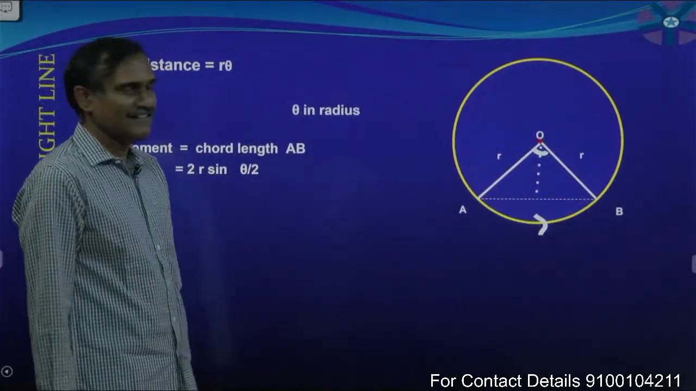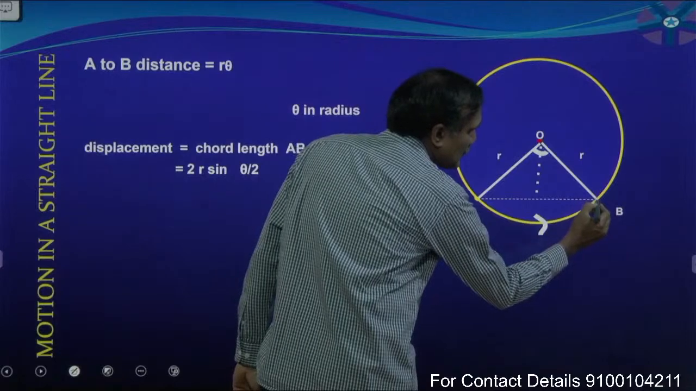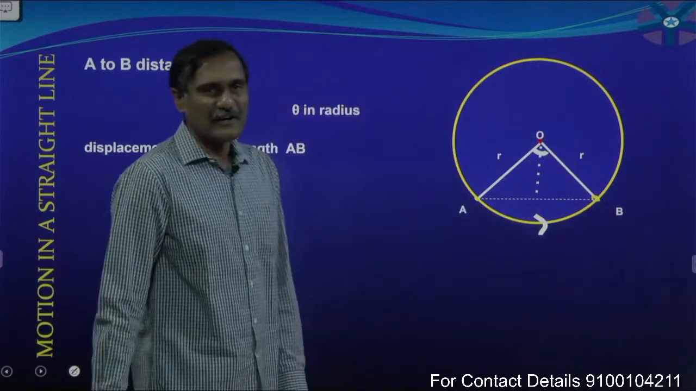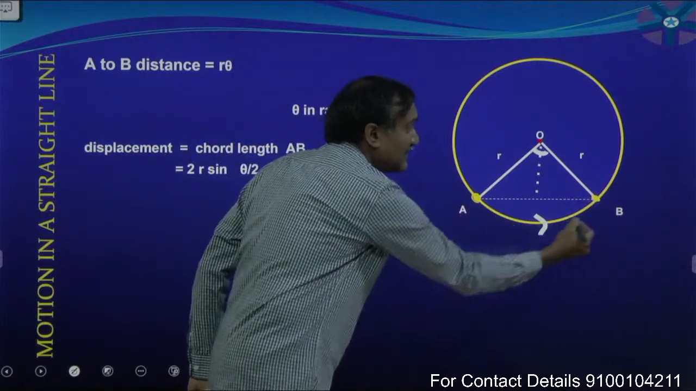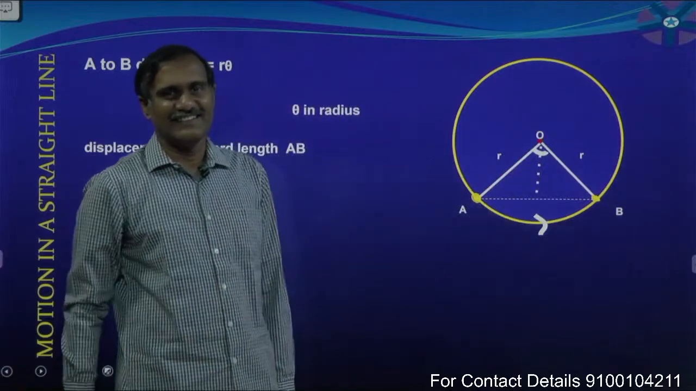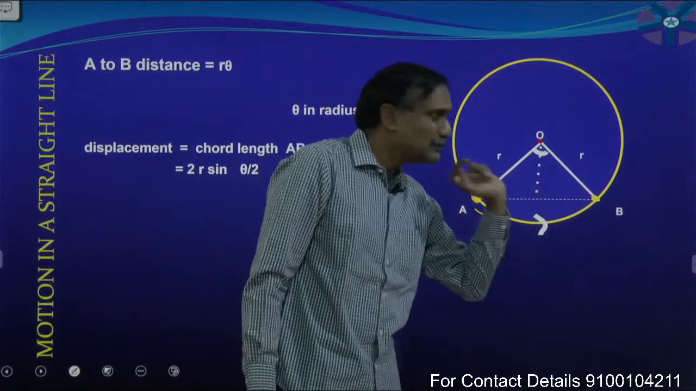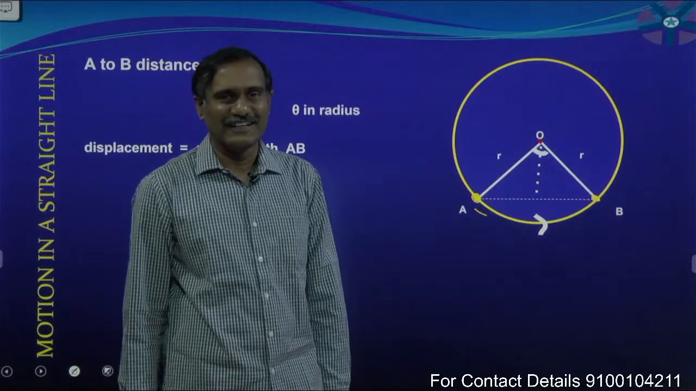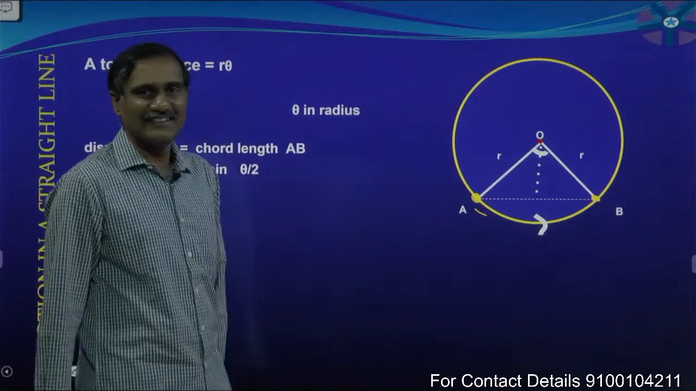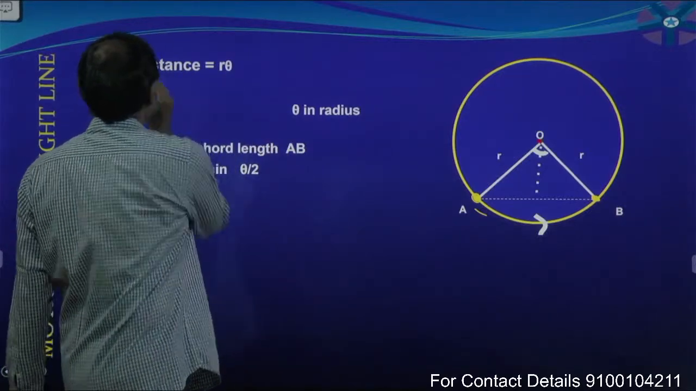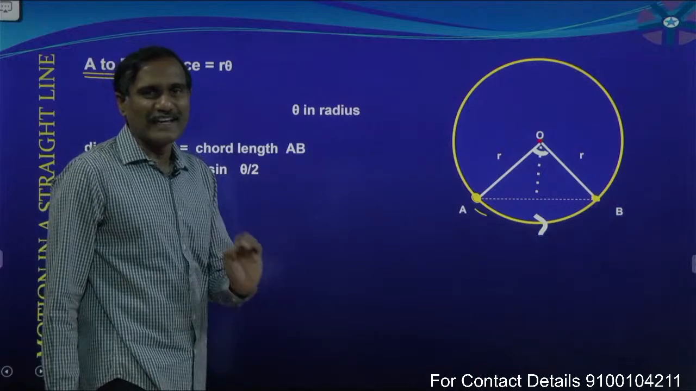Next, observe this. Here, a particle travels from point A to point B only. A particle wants to travel from point A to point B along the circumference of a circle. Along the circular path, it wants to travel from A to B. Okay. Now, for that journey, we are going to calculate the distance travelled by the particle. Now, how to calculate the distance?